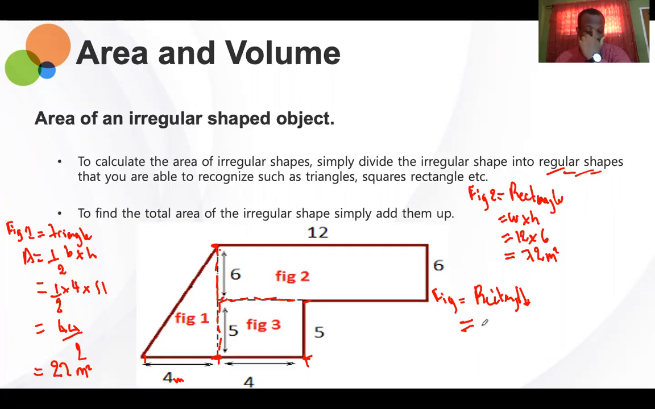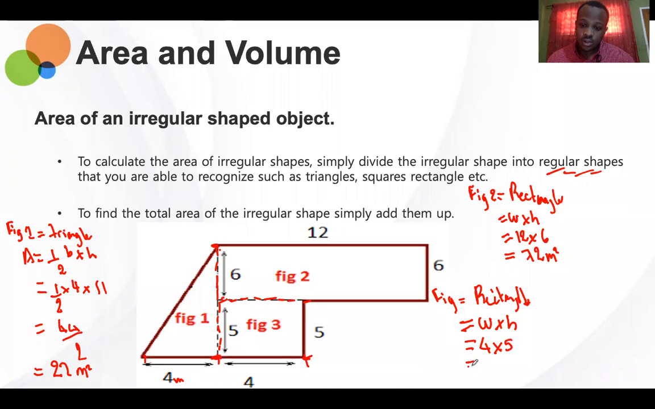So rectangle, and our formula for rectangle again is width times height, right? Now, what is our width again? Our width is 4, and our height is 5. All right.